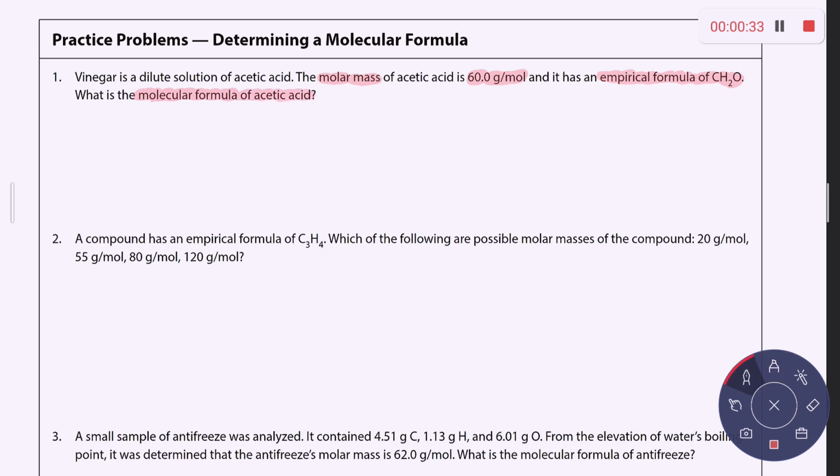I'm going to write a few of these things down. Empirical formula, I abbreviate as EF. Molecular formula, I'm going to abbreviate as MF. They gave us an empirical formula. They said it is CH2O. So that's the empirical formula of acetic acid. The molecular formula that I need to figure out has a molar mass of 60 grams per mole.